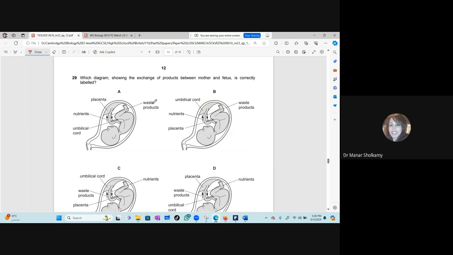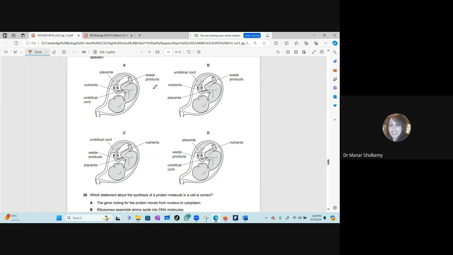Well done. Now the questions will start to become tricky, okay? It always starts from 30 to 40. Which diagram showing the exchange of products between mother and fetus is correctly labeled A, B, C, or D? Let me narrow down. Look at the labels and try. I'll give you a second or two. D. The placenta, correct. Waste products in this direction, yes, out of the fetus. Nutrients towards the fetus, correct. Umbilical cord, yes, I see that it's right.